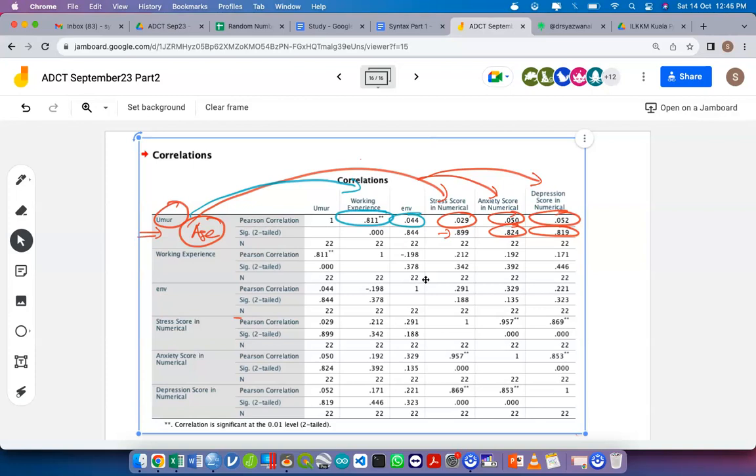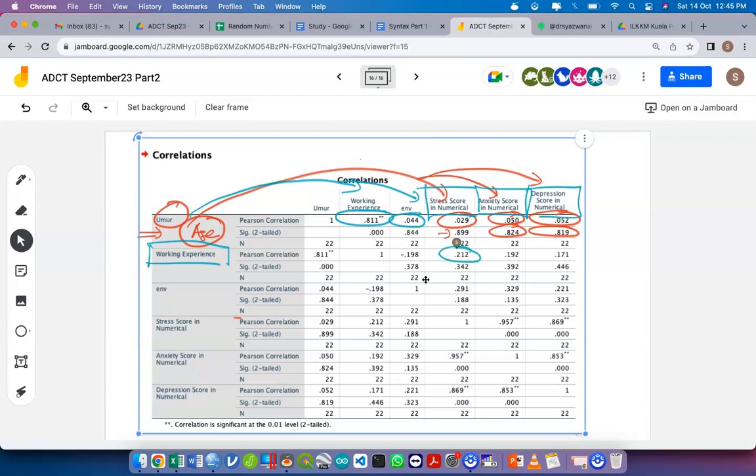Baik, we are going to see the next one. Working experience. Is there any relationship between the working experience and also stress score, numerical score of the anxiety, followed by the depression and also stress. So kita tengok working experience. Ada tak kaitan dia dengan kita punya working experience will be this row. This one.